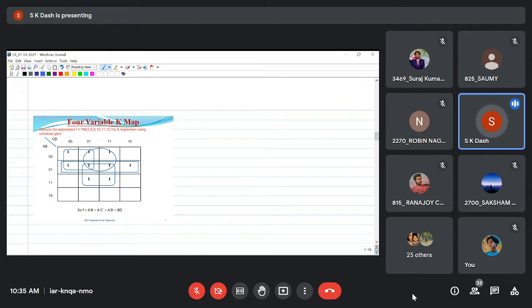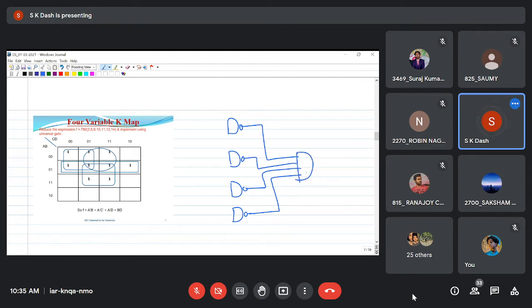What will be this NAND gate implementation? कितना NAND gate लगेगा? How many NAND gates will be used here? All these are two-level implementation.